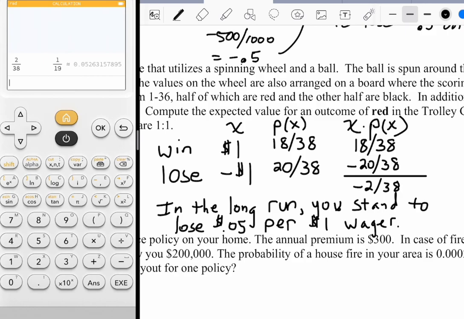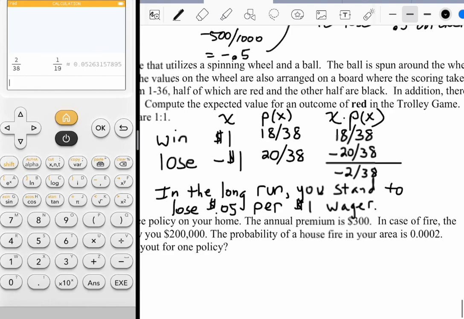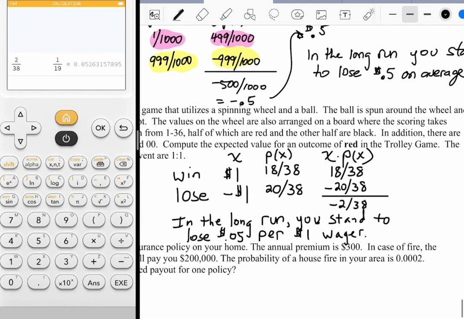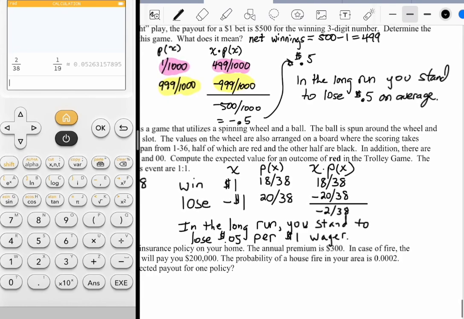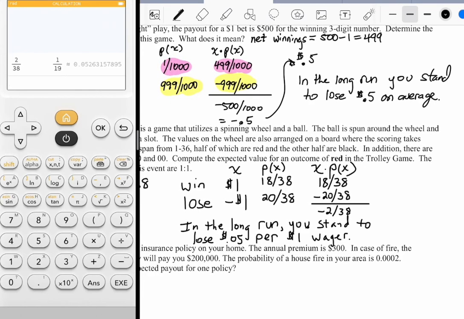All right, wager, bet, same thing. Now that doesn't sound like a terrible thing, especially in comparison to the lottery question that we did last time.